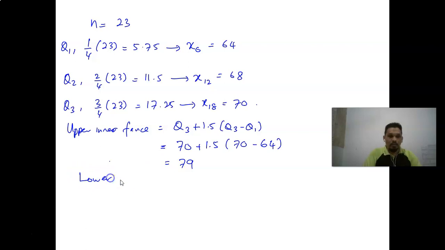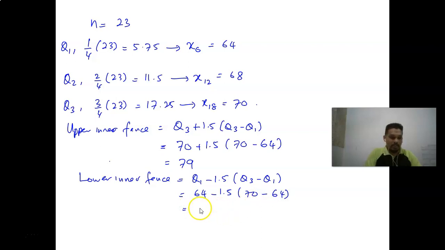And lower inner fence equals Q1 minus 1.5 times (Q3 minus Q1). Q1 equals 64, minus 1.5 times (Q3 70 minus Q1 64), and this gives you 66 degrees Fahrenheit according to the data.